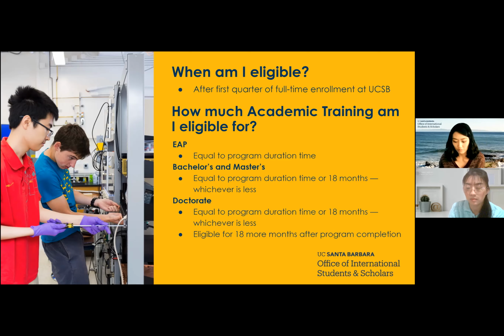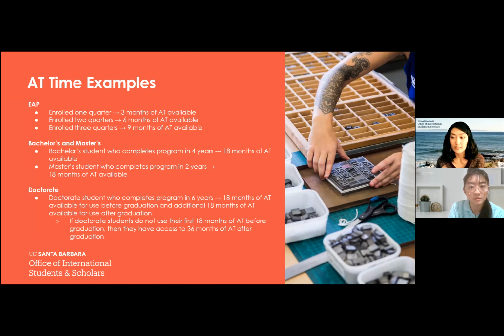So those are the general rules, but like I said, it's pretty nuanced. So I've outlined a couple examples here. For our EAP students, you're either in a program for 1, 2, or 3 quarters, right? So if your program is only 1 quarter, then you'll be eligible for 3 months of academic training because 1 quarter is 3 months long, and so on and so forth. If you're enrolled in 2 quarters for EAP, you're eligible for 6 months. If you're enrolled for 3 quarters, then you're eligible for 9 months.